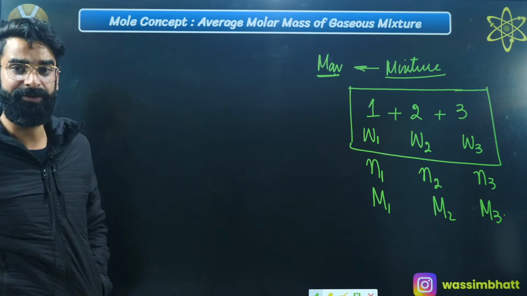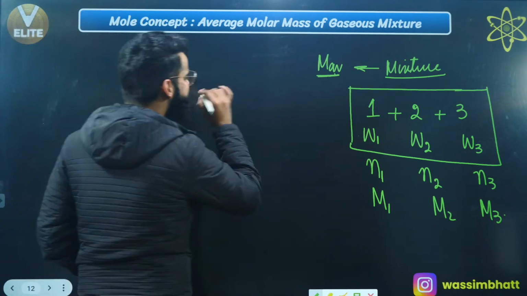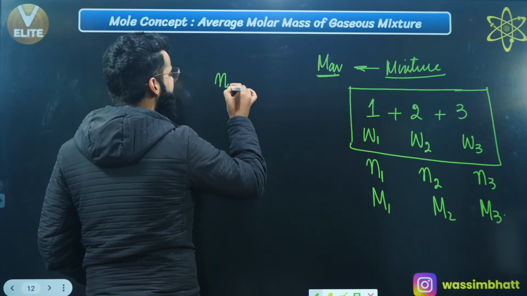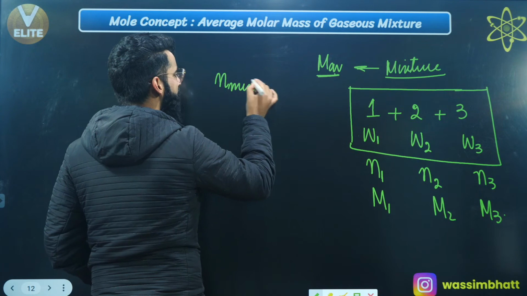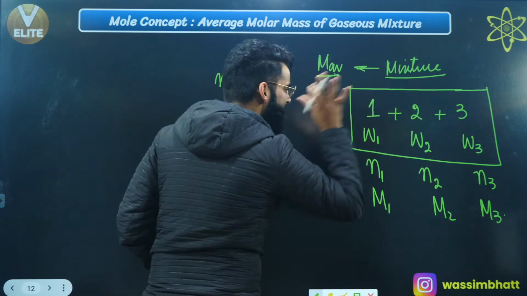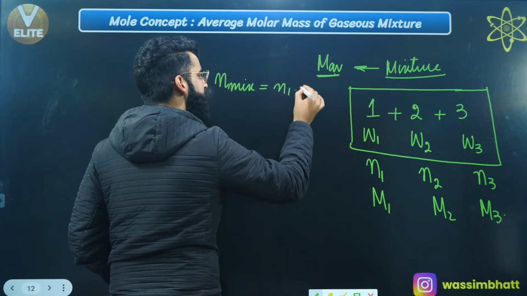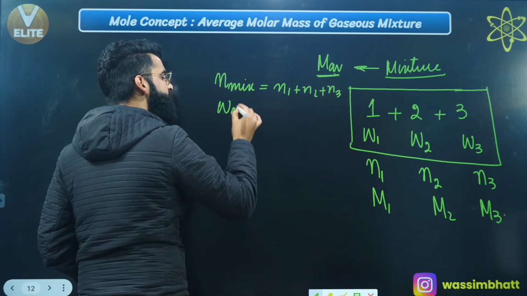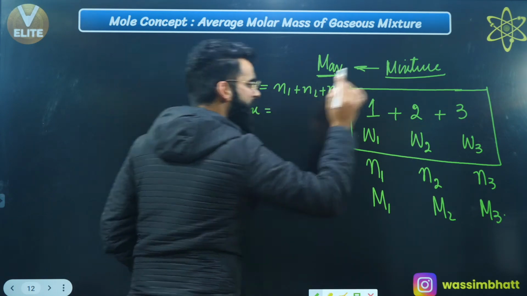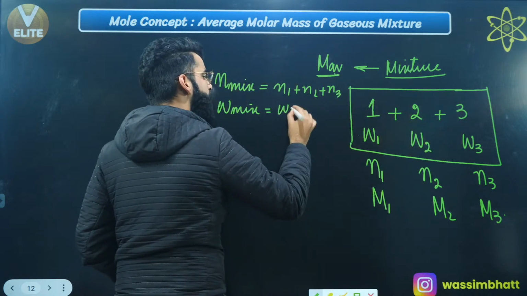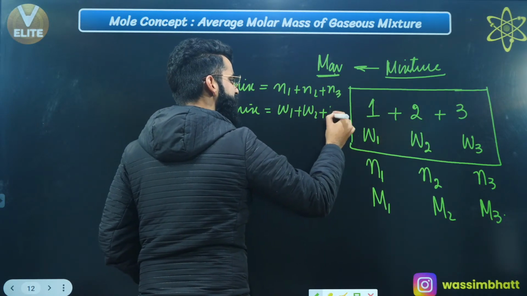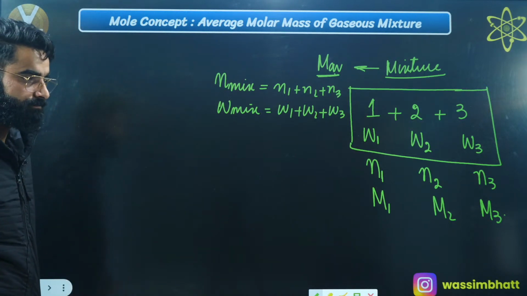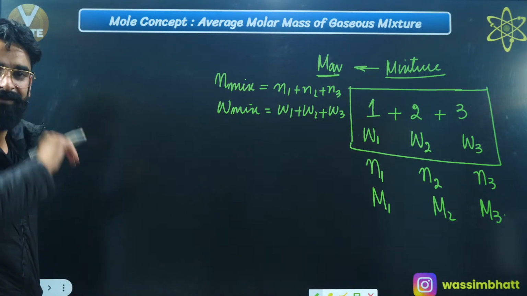Now have a look at exactly what I'm going to talk about. If I ask you how many total moles there are in the mixture, you'll say N1 plus N2 plus N3, right? If I ask you what the mass of this whole mixture is going to be, you'll say W1 plus W2 plus W3, right? Simple.